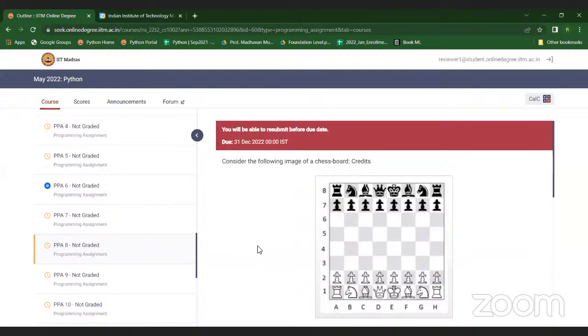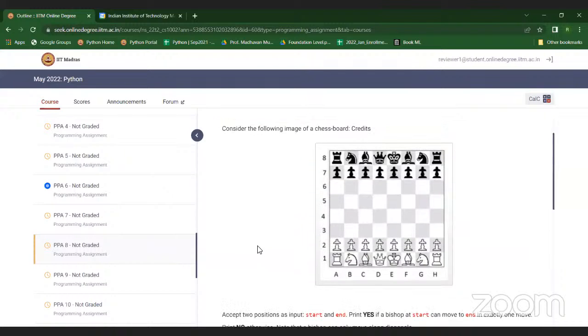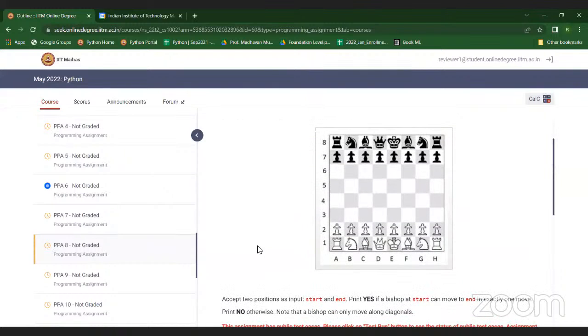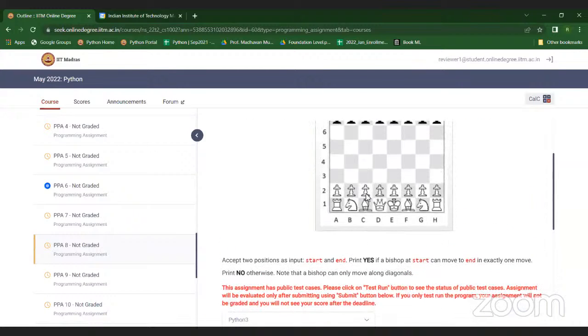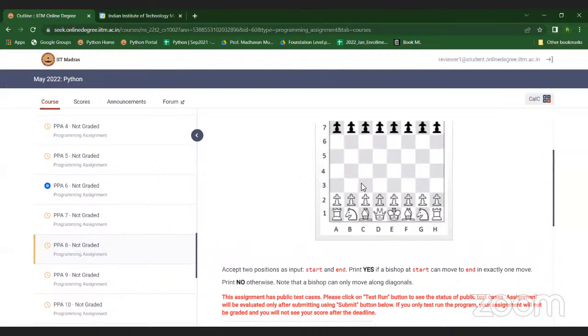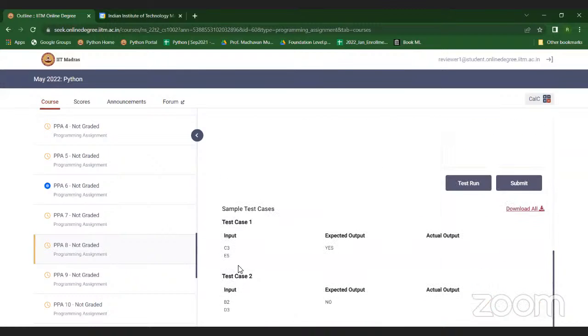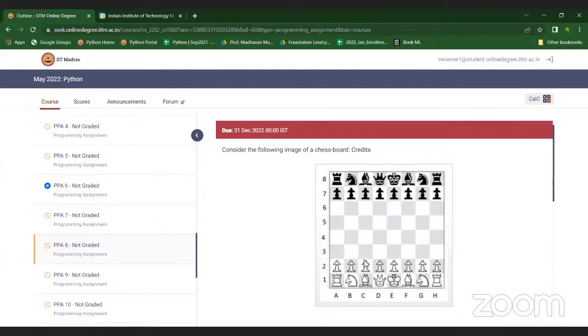Yes, sir. So what they were trying to say is, I will give you a start position. Let's say the start position is C3. C3 is somewhere around here, right? C3 is here, okay? And then I will give you E5.